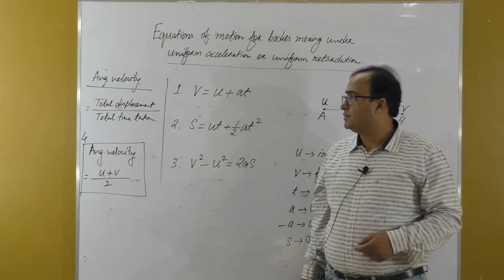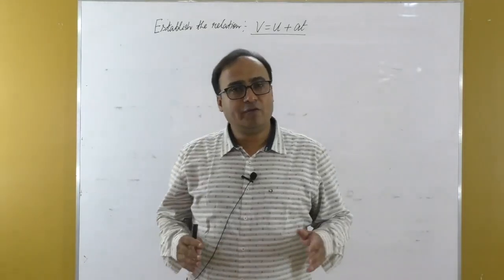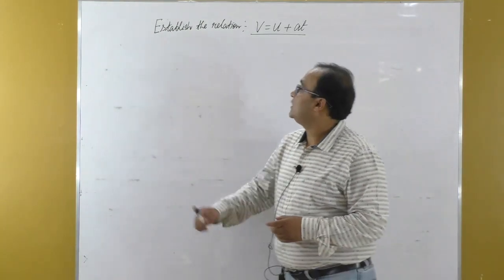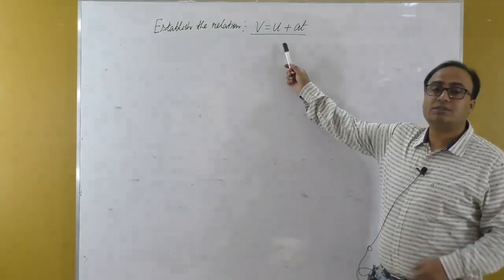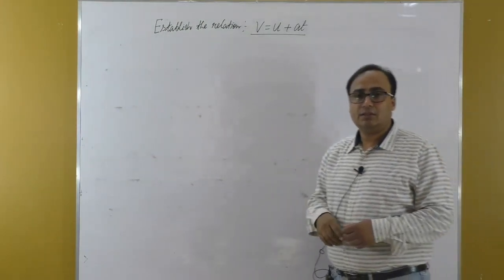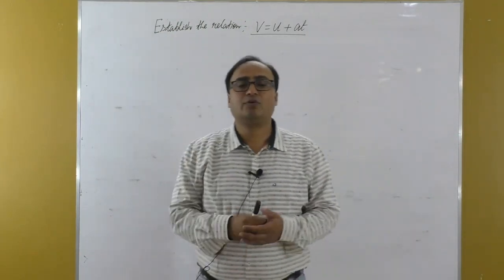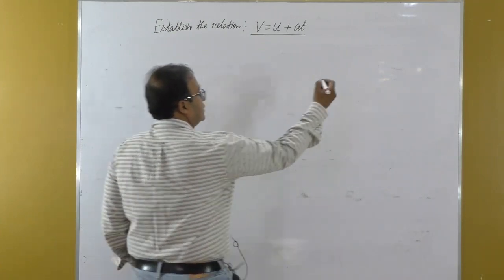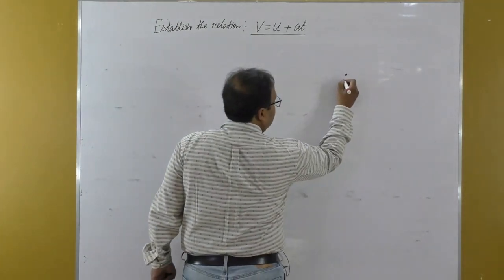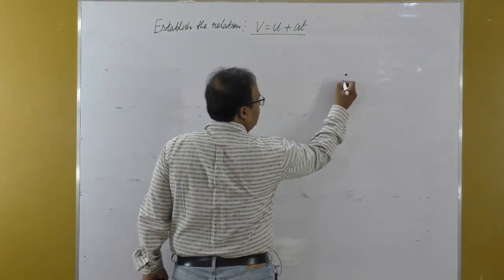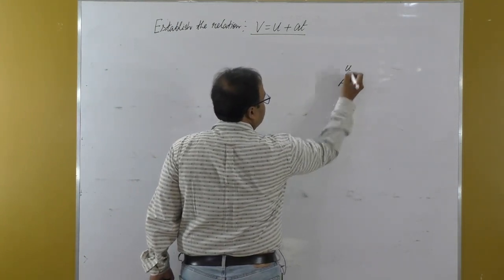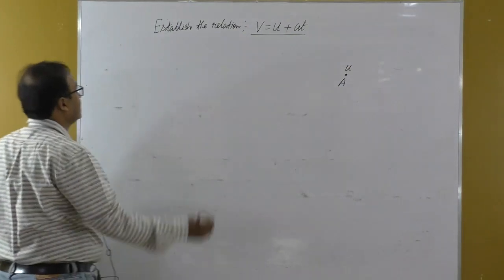Okay, the three equations. Now we are going to establish the first equation of motion, and the first equation of motion is v equals u plus at. To prove this, we have to consider one situation. So we are considering a body that starts its journey with initial velocity u.